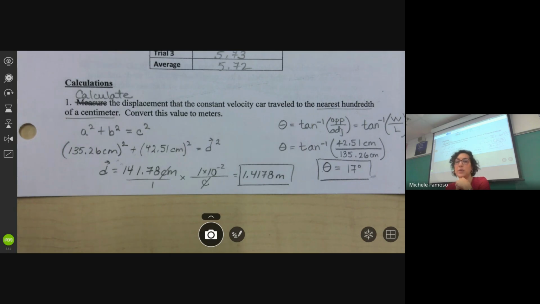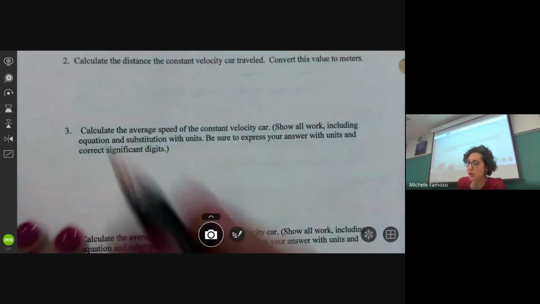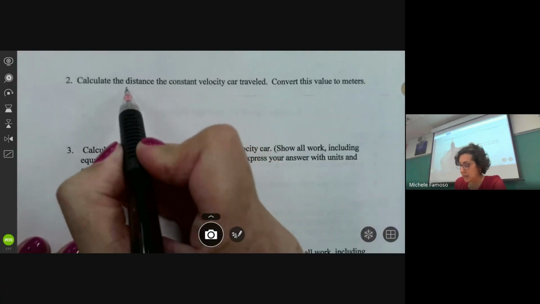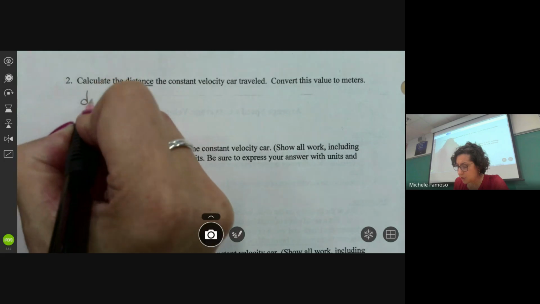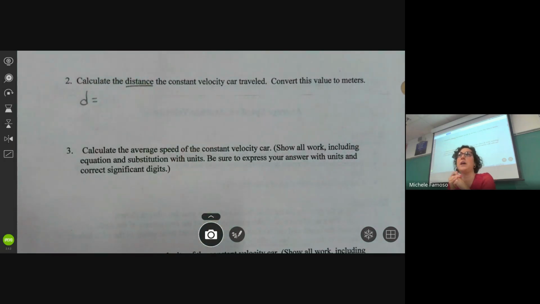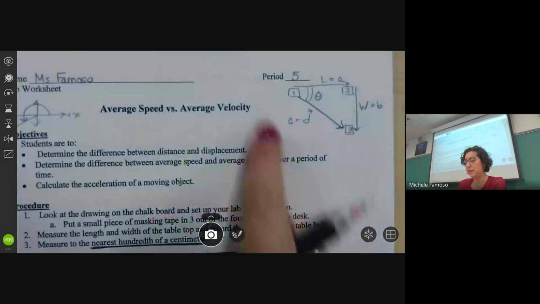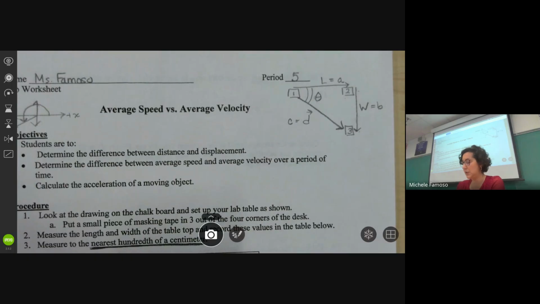Okay, are we all set with question 1? Can we go on to question 2? Okay. Question 2 is asking you to find now the distance that the car traveled. Distance. What type of measurement is distance? Scalar or vector? Scalar.